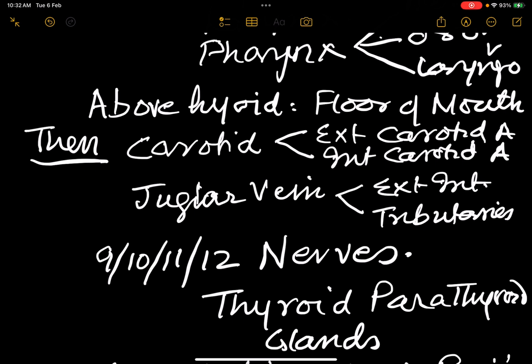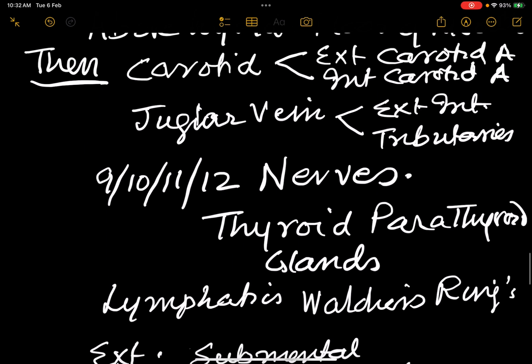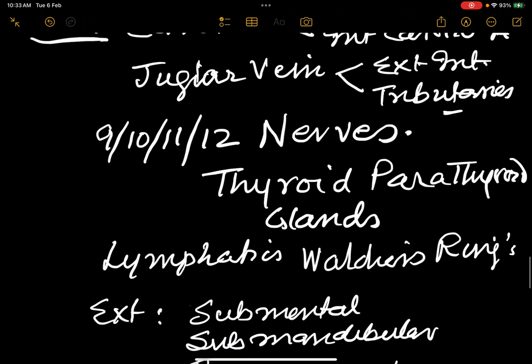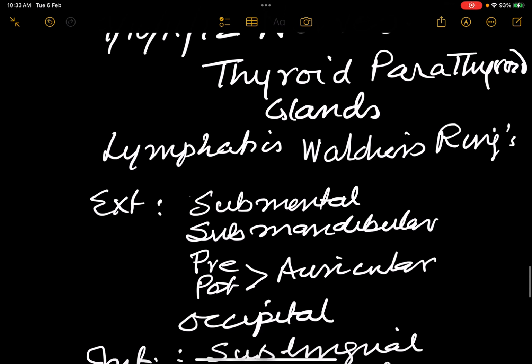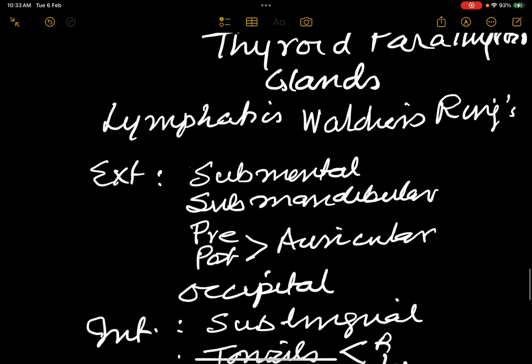They are superior thyroid, lingual, facial, superficial temporal, great auricular, lesser occipital, and greater occipital. Then the jugular vein, which is external and internal jugular and their tributaries parallel to the artery. Then to remember the 9th, 10th, 11th and 12th nerves, you have to remember the thyroid and parathyroid glands, and you have to remember these lymphatics.